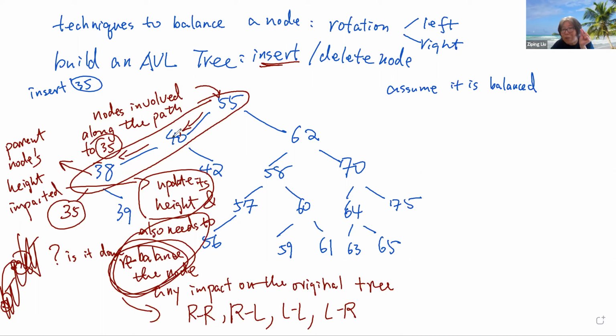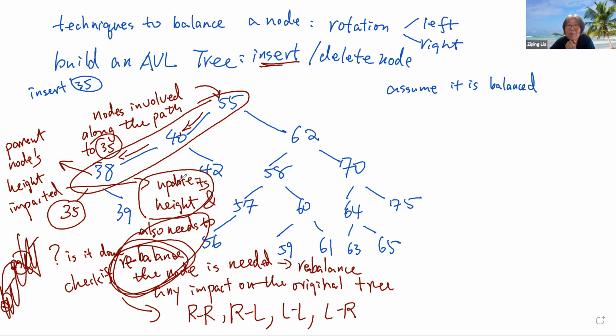And then you need to update 40, its parent node. After you update its height, you check if it's balanced. If it's balanced, then you don't need to do anything. You see, it's not always that you need to rebalance. Yeah, that's a good point. I should say you need to check if rebalance is needed. If it is needed, then you need to rebalance. That's more precise, a good point. So that's regarding insert.